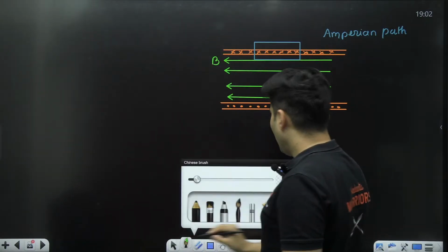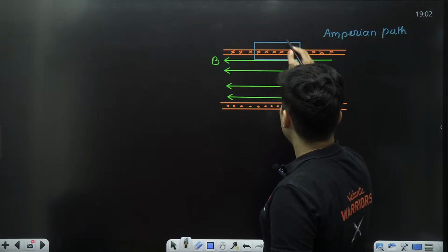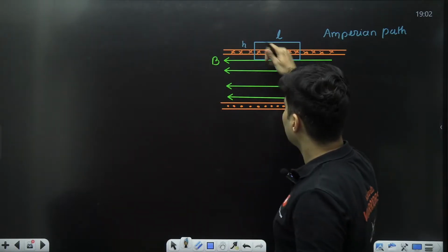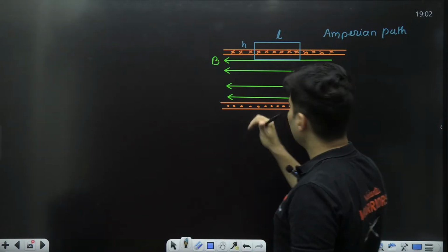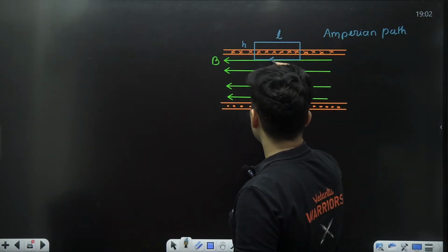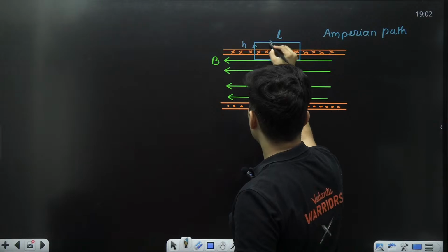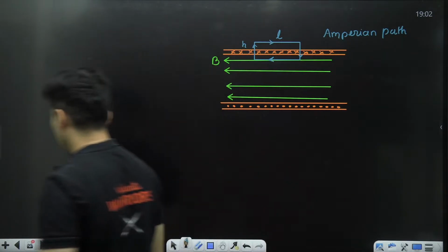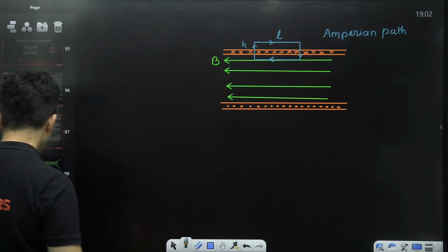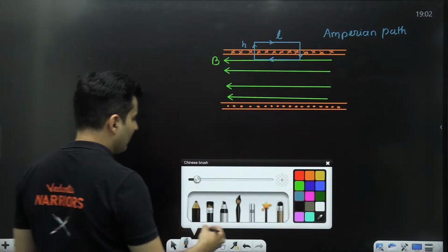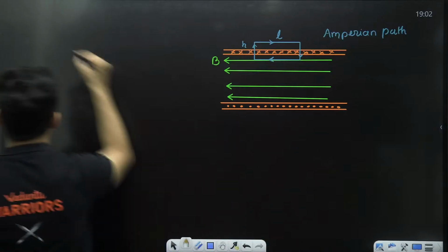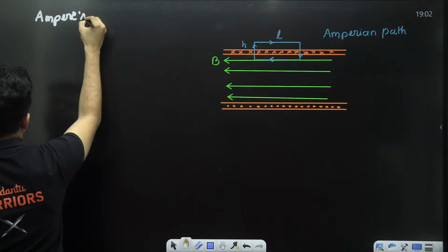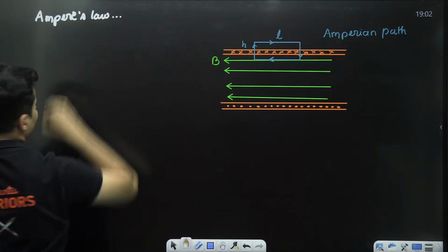This Amperian path, let's say it has a length of L and this width is H. This is H, this is L, it's like a rectangle. I start going like this, go here, come back to the same point. Okay. Now, next step, let's apply Ampere's circuital law, nothing great. Let's apply Ampere's law and see what exactly happens.